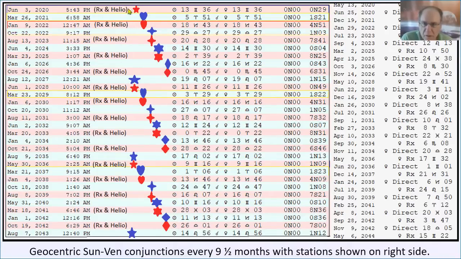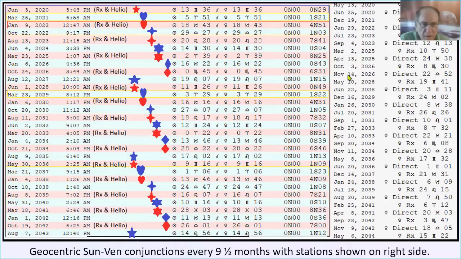So on June 3rd, 2020, the Sun-Venus conjunction at 13 Gemini is connected to the one at 11 Gemini, 8 years later, which is connected to the one at 9 Gemini, another 8 years later. Connected, I mean it's in the same place in the sky, only 2 degrees different. And so you have a blue heart and a red heart. The blue heart is the direct version, and the red heart is the retrograde version of that cycle. And on the right side, I produced a listing of retrograde and direct times of Venus, so you could see everything going on.